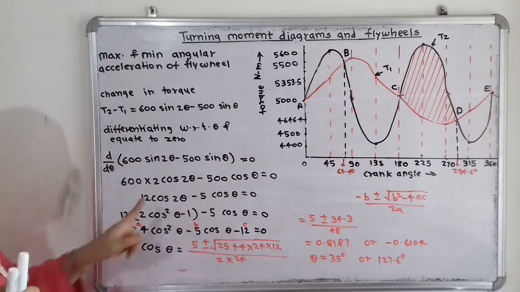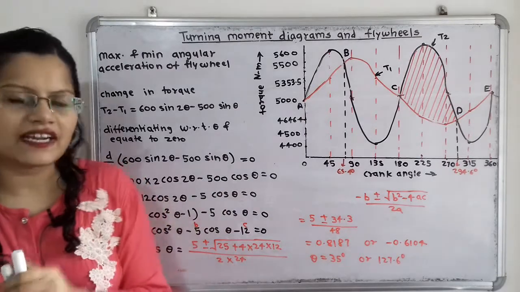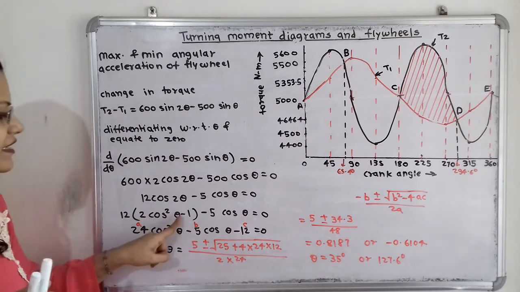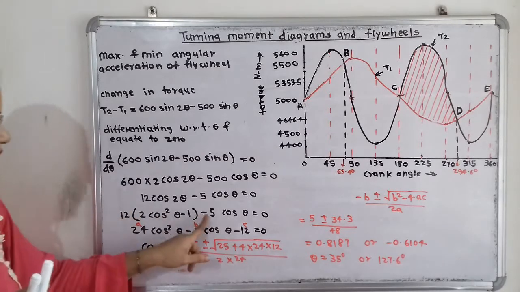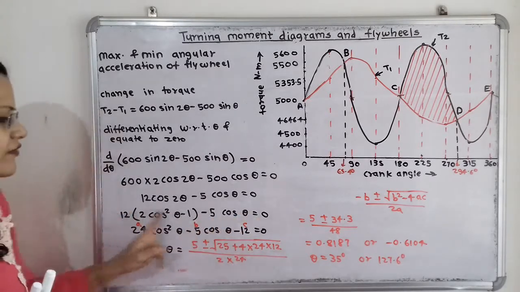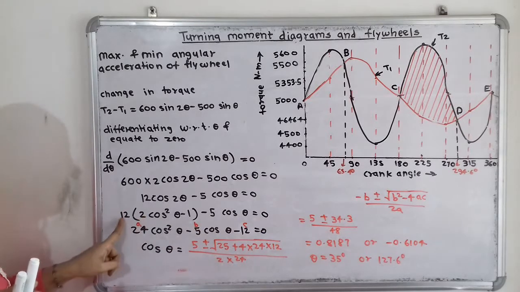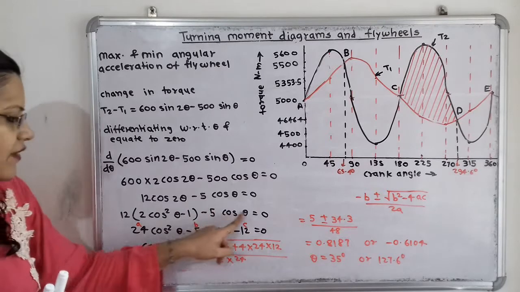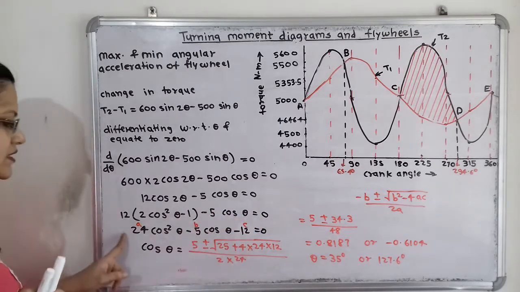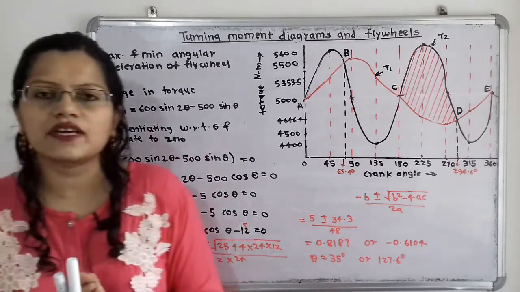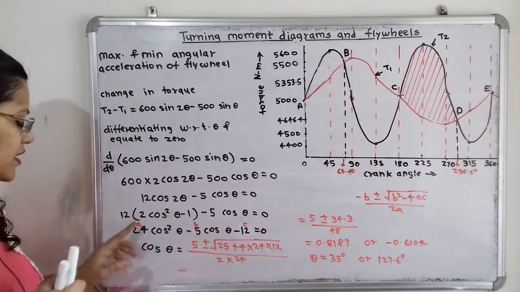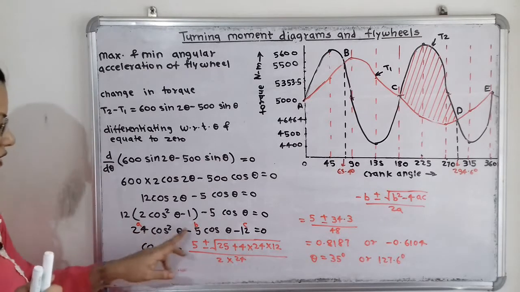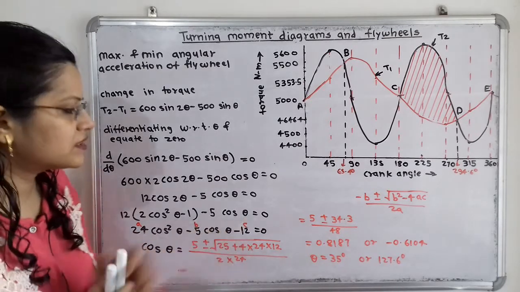So again we will simplify this. cos 2θ we can write as 2 cos²θ minus 1. So 2 cos²θ minus 1 outside the bracket, 12 minus 5 cos θ. Now if we simplify this, 12 into 2, that is 24 cos²θ minus 12 minus 5 cos θ is equal to 0. So this is the equation in the form of ax² plus bx plus c. If we observe here, the value of a is 24, b is minus 5, c is 12.